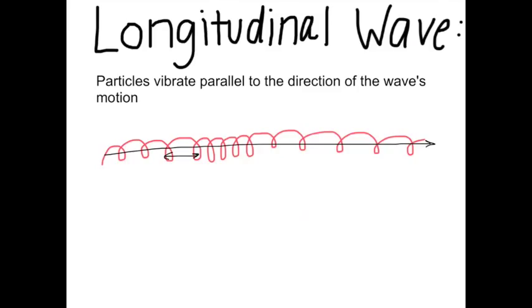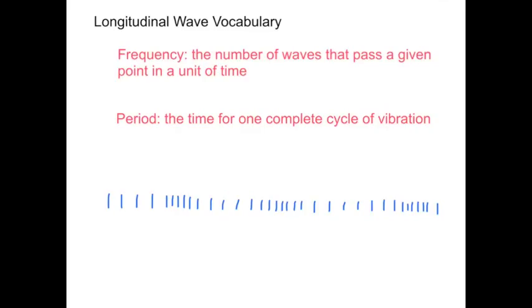And a real-life example of a longitudinal wave is a sound wave moving through air. Here are some terms for longitudinal waves. The first is the frequency. This is the number of waves that pass through a given point in a unit of time. So say we're looking at this sort of model wave I've drawn below. This represents coils on a spring that are stretching and then compressing. And we have a point in the middle.